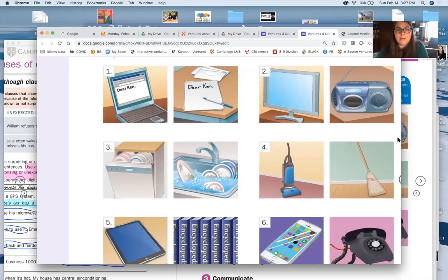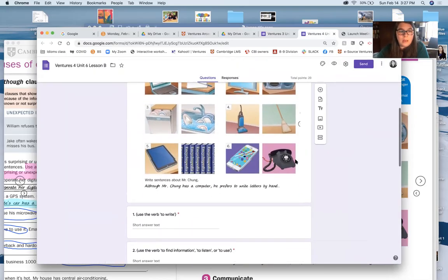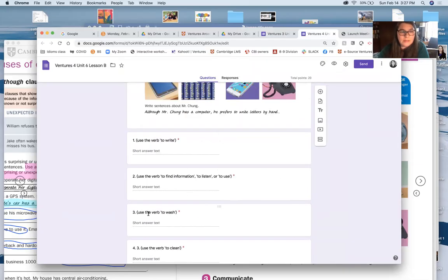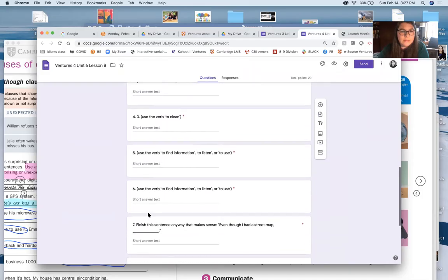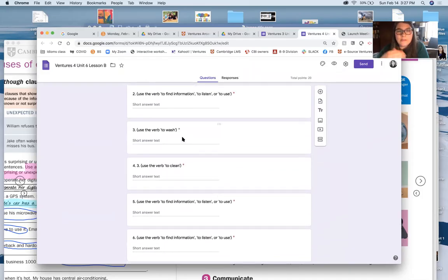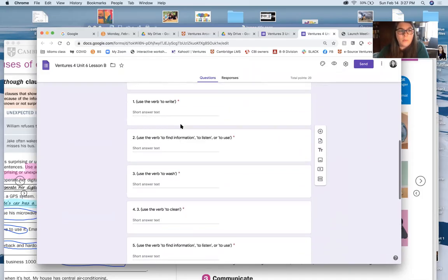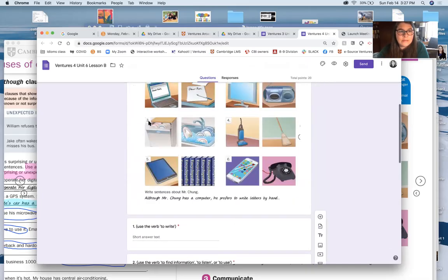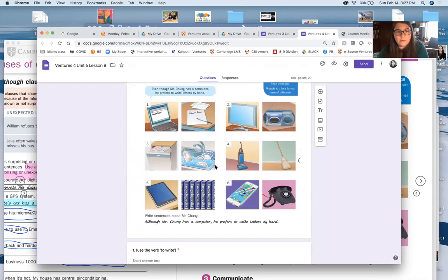So here in the Google form, since there's 6 pictures, I've given you 6 sentences, 1, 2, 3, 4, 5, 6. And it just says, tell me the sentence. So like number 1, use the verb to write. You would say this, although Mr. Chung has a computer, he prefers to write letters by hand. I don't care about the order, and you can use although or even though, okay? So 1 through 6 is these pictures.